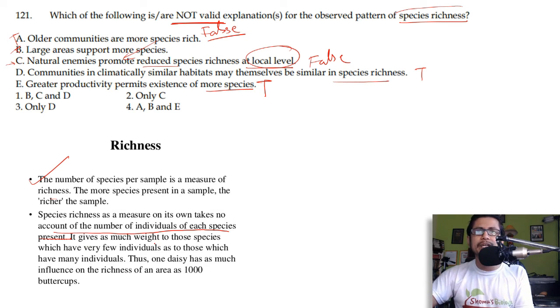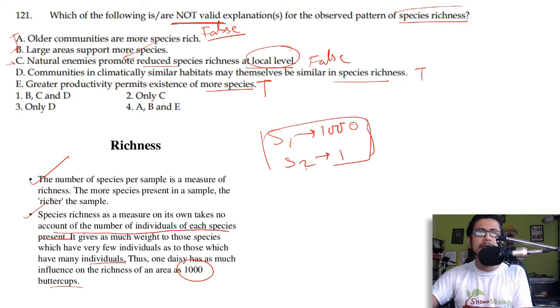Species richness as a measure on its own takes no account of the number of individuals of each species present. It only matters how many species are present, but how many individuals per species are present doesn't count. It gives as much weight to those species which have very few individuals as to those which have many individuals. Thus, one daisy has as much influence on the richness of an area as 1,000 buttercups.